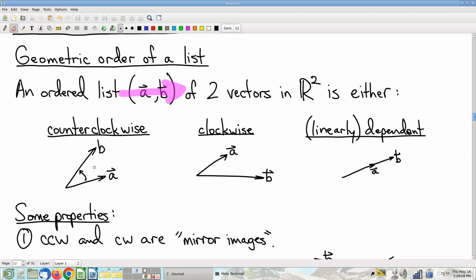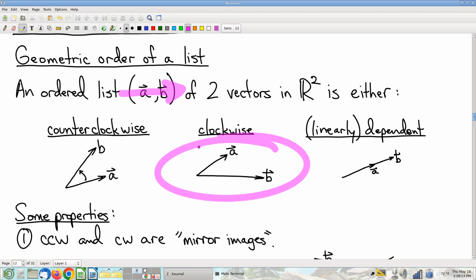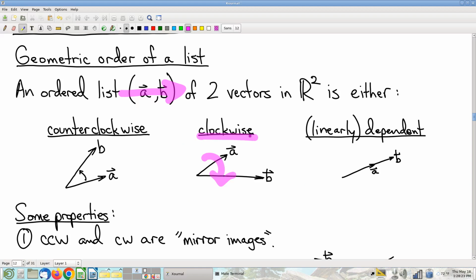On the other hand, let's suppose that the vectors were like this. That's again still A first, B second. But if these are what those vectors actually are, notice that is clockwise.